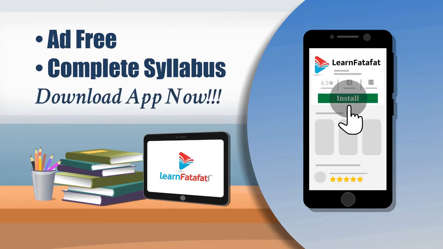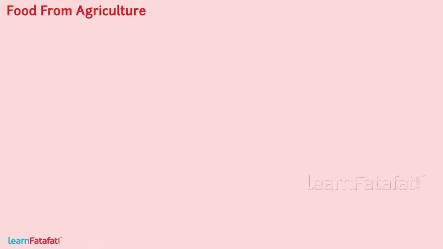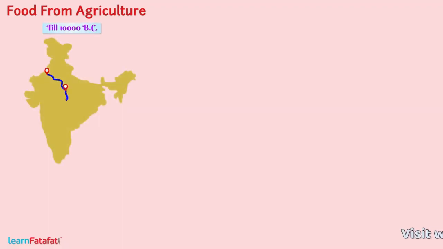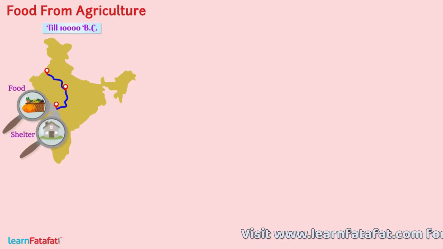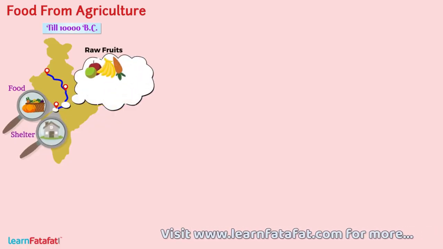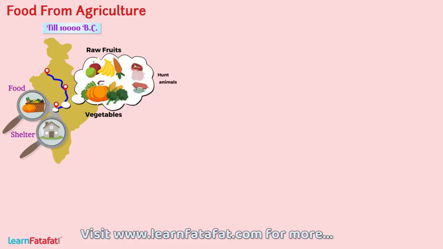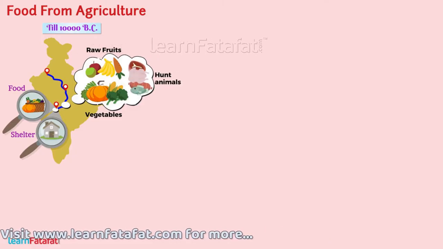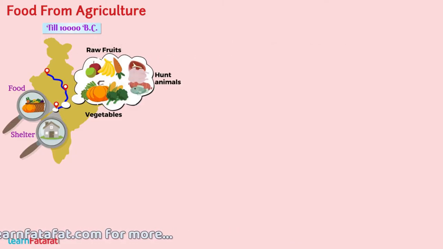Food from agriculture. Till 10,000 BC, people were traveling in groups from place to place in search of food and shelter. They obtained raw fruits and vegetables, or hunted animals for food. It was very difficult for them to gather food.